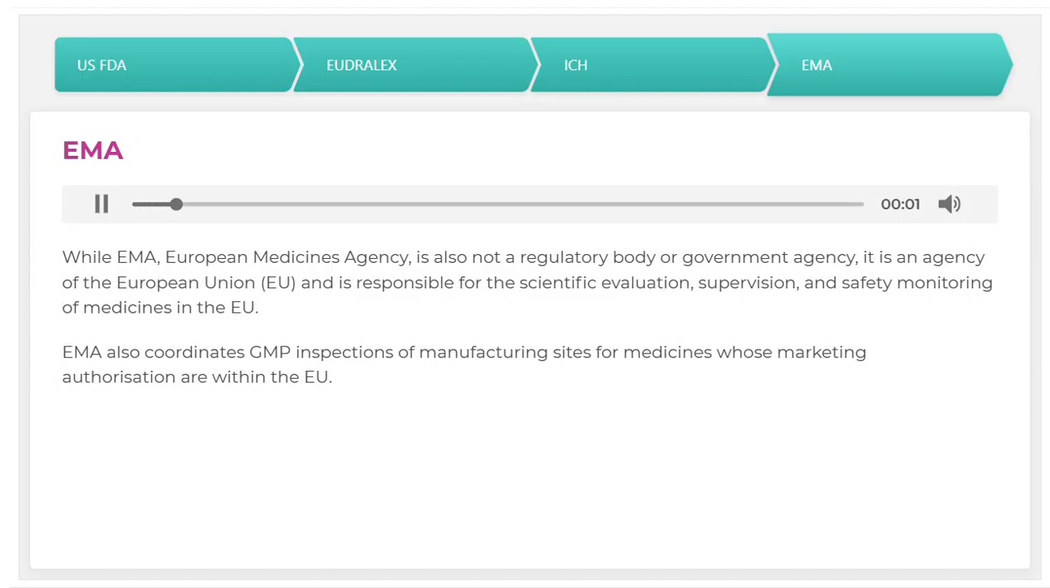EMA. While the EMA, European Medicines Agency, is also not a regulatory body or government agency, it is an agency of the European Union, EU, and is responsible for the scientific evaluation, supervision, and safety monitoring of medicines in the EU. The EMA also coordinates GMP inspections of manufacturing sites for medicines whose marketing authorization are within the EU.